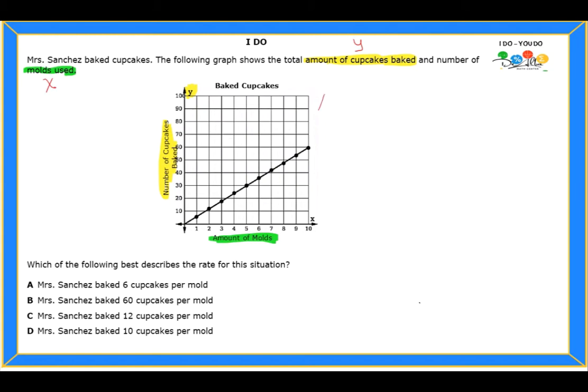So I can think about the change of the Y over the change of the X. The Y is the amount of cupcakes that she bakes, so this one is going to be the cupcakes. And the X is going to be the molds that she needs. So what we're going to do next is go to the graph and find some ordered pairs, right?